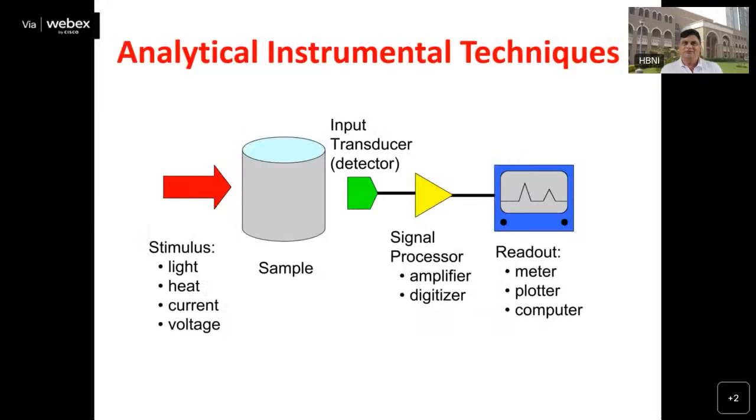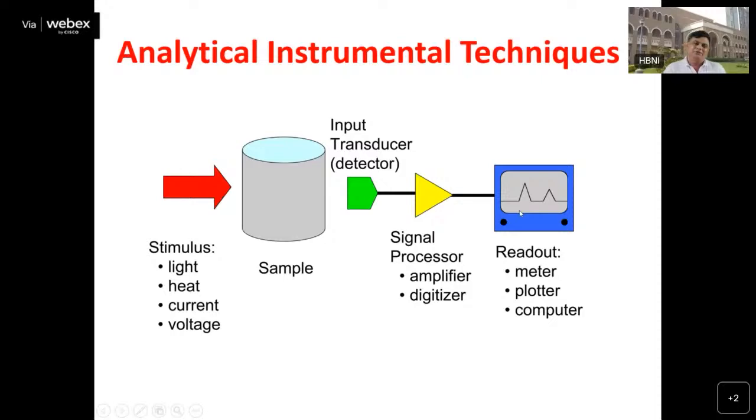So let's come to the various parts of analytical instrumentation. Here, a sample is there. That sample has to interact with light, heat, current, or voltage. Because of this interaction, there are some changes in the sample. The sample is then put into a detector, and whatever signal comes from the detector is fed to a processor and then to a recorder.